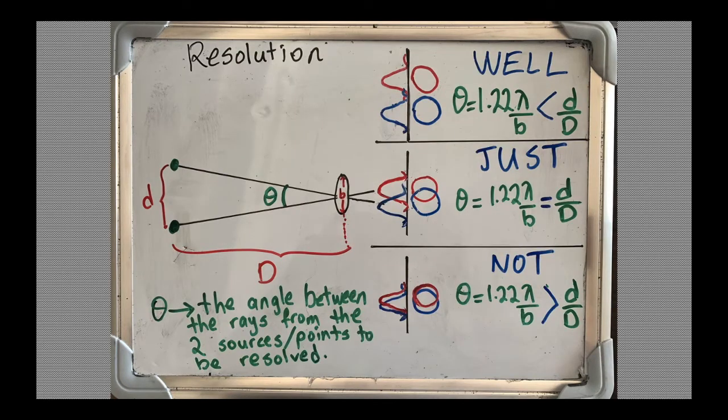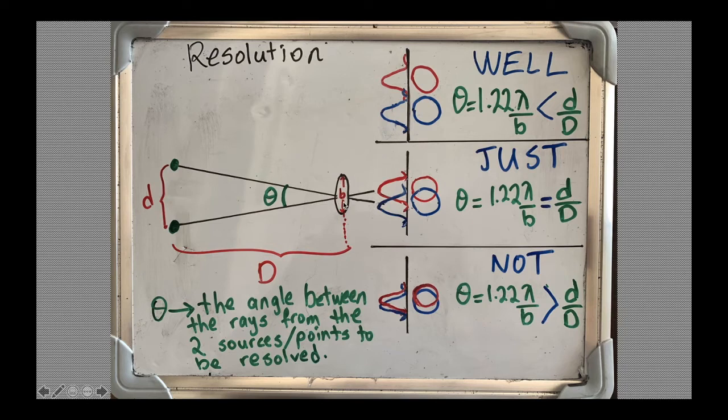That brings us to resolution. We have 3 cases we discussed: well resolved, just resolved, and not resolved. The just resolved case follows the Rayleigh criteria. You have the 1.22 lambda over b formula in the data booklet. When that's equal to d over D, the lowercase d being the separation of the 2 points or sources being resolved, and the capital D always the distance to the sources from the screen or aperture.